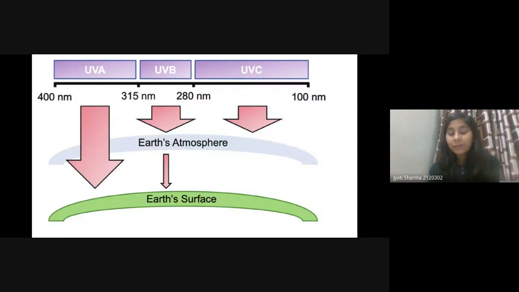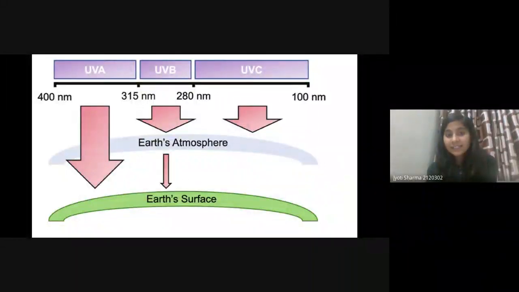We will start from C, because C has the highest energy. Whenever there is a lower wavelength, it means we are talking about higher energy. So 100 nm means the intensity of energy is very high compared to 400 nanometers. Because the energy of ultraviolet radiation C and B is higher than A, they can be very destructive in nature.